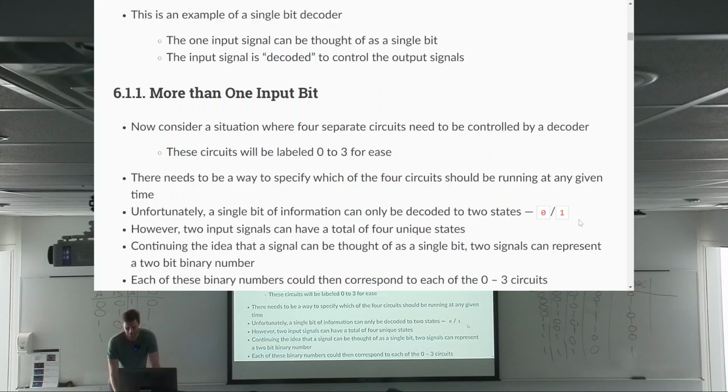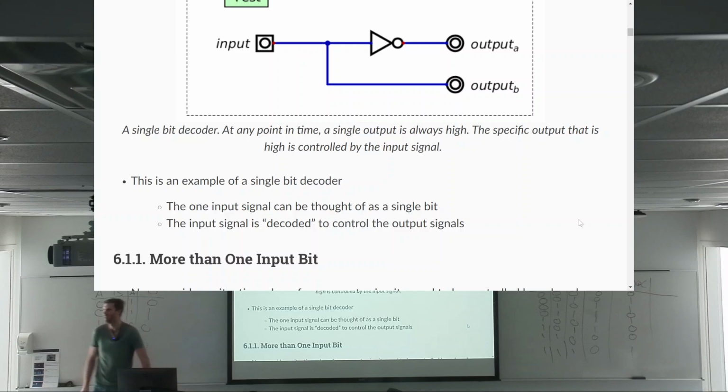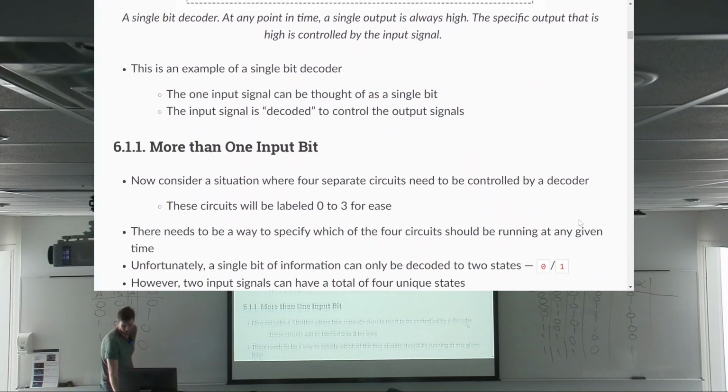All right, more than 1 input bit. Okay, let me finish this point here. This is an example of a single bit decoder. The 1 input signal can be thought of as a single bit. The input signal is decoded to control the output signals. More than 1 input bit.